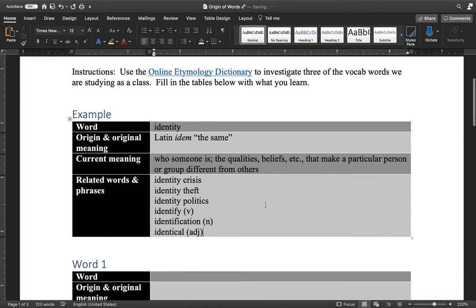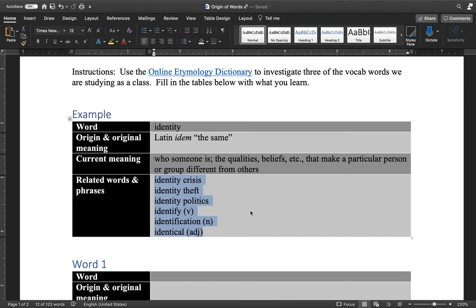Now if I look back, I have my word, I have the original meaning, which was the same, and it came from Latin. When I compare that original meaning of the same to the current meaning we're using now, like who someone is and the qualities and beliefs that make a particular person or group different from others, you can see a connection between the original meaning of this word in an ancient language and this current meaning that we have now. But I'm also finding a very useful list of different forms of the word and different phrases where the word tends to be used.